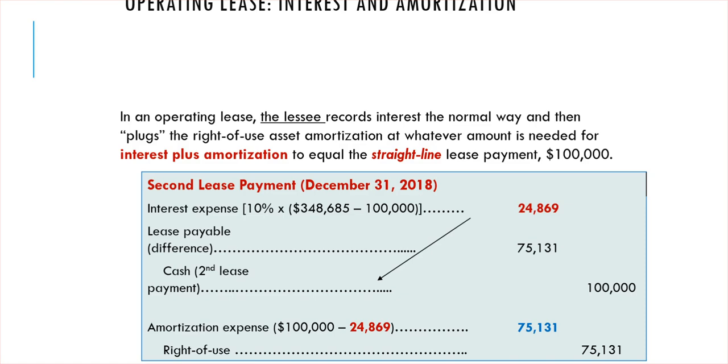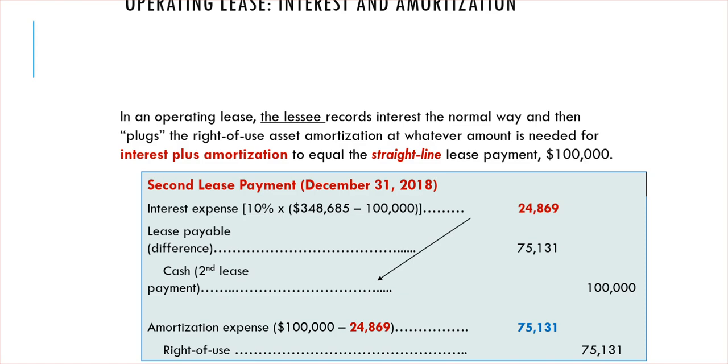the total amount of what we call rent expense is going to be interest expense plus the right of use amortization. Those two things need to equal the payment amount. So to get it to be equal, you do a second journal entry.